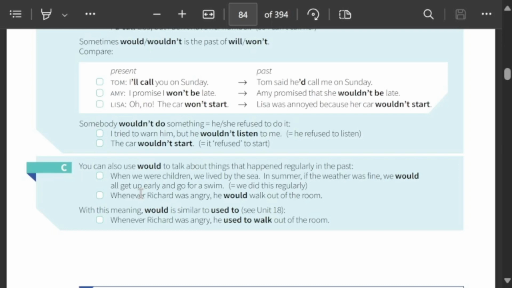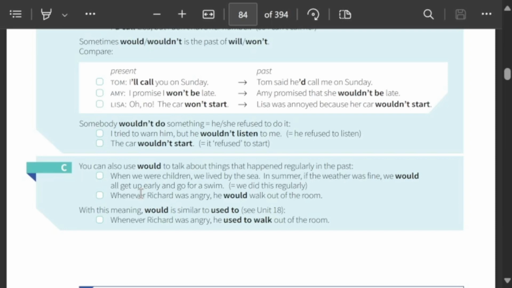Whenever, but you could use whenever in the past. This is in the past. For example, Richard, we could even suppose he has died already. Whenever Richard was angry, this sounds like he doesn't get angry anymore, or he has died. Do you understand? So whenever he was angry in the past, now he doesn't do this anymore. Whenever he gets angry, now he does something else.